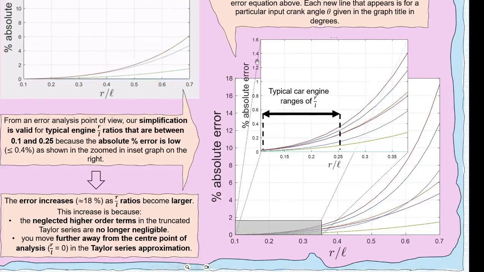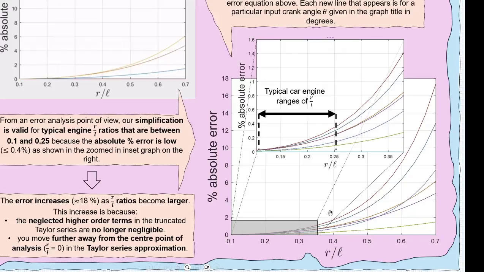If we expand what that looks like, we end up with this graph here, which shows the percentage absolute error for various R/L ratios. And what observations we can make is that the error remains quite low, in other words, less than 0.4%, if we stay within those low R/L values, as quoted before as being between 0.1 and 0.25 for typical car engines. However, as our R/L value increases, as we move to the right on this graph, we notice that our error increases quite significantly.